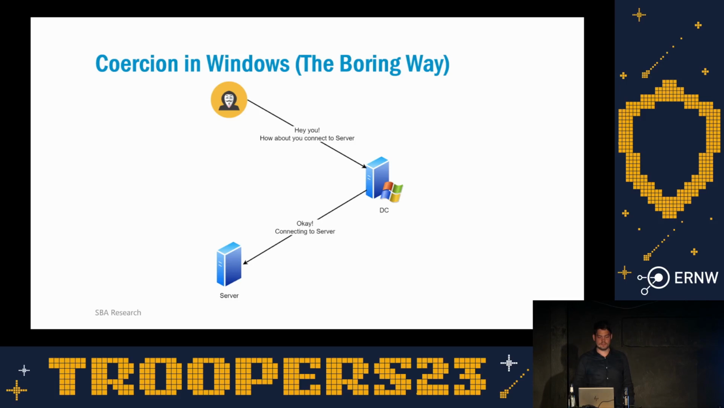So in Windows, we have a laser pointer here. This is us, the attacker now. We can try to coerce a Windows machine, in this case a domain controller, to connect to a server. Basically we tell it, hey, connect to this server down there. And the domain controller says, okay, sure, let me connect there using my credentials. It's a little bit boring so far. Let's make it more fun, let's upgrade it.